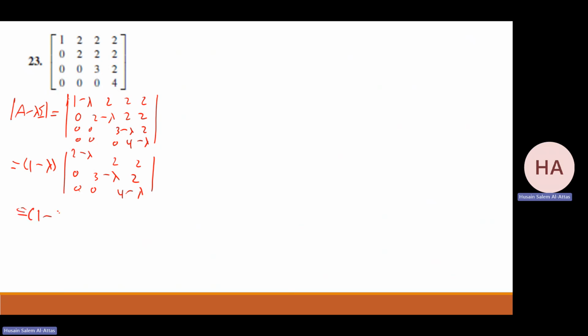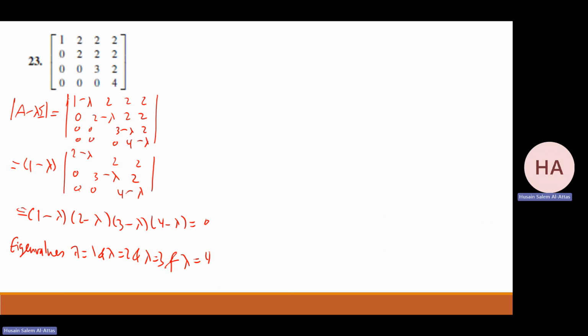I'll do expansion also with the first row. It's very clear I have (3 minus lambda) times (4 minus lambda) equals 0. So what are the eigenvalues? Lambda equal 1, lambda equal 2, lambda equal 3, and lambda equal 4. I need to find the eigenvectors for each one of these. So let's start for lambda equal 1. The idea is clear, but now it's a matter of calculation.